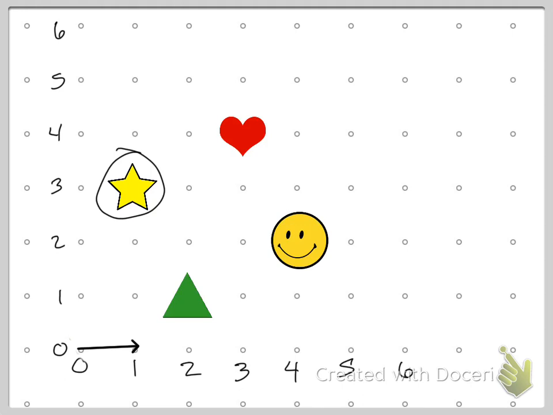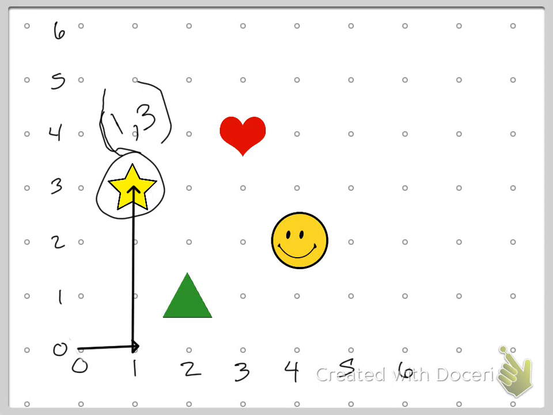So let's count how many spaces I need to go. 1, 2, 3. So to get to the star's house, I have to go 1 space to the right and 3 spaces up. So we would say 1, 3.